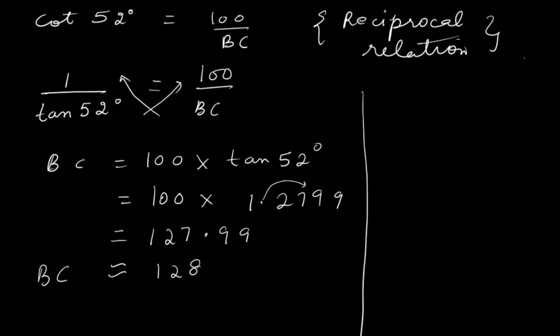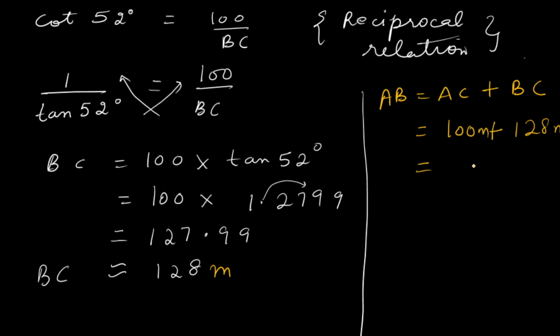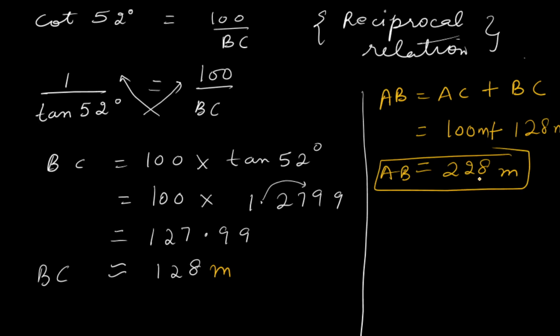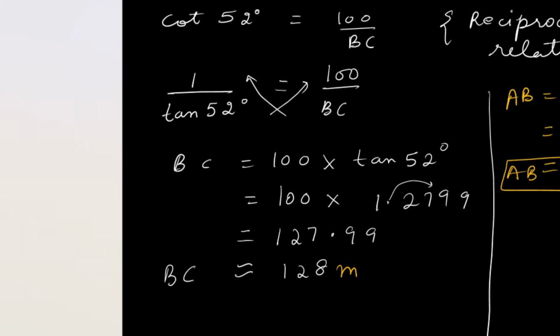Now we have to find the value of AB. AB is what? AB is equal to AC plus BC. AC's value we found as 100 meters. BC's value we found as 128 meters. So if we add both of these, what will we get? 1 plus 1, 2, 228 meters. So AB is equal to 228 meters. Okay, so that's correct.